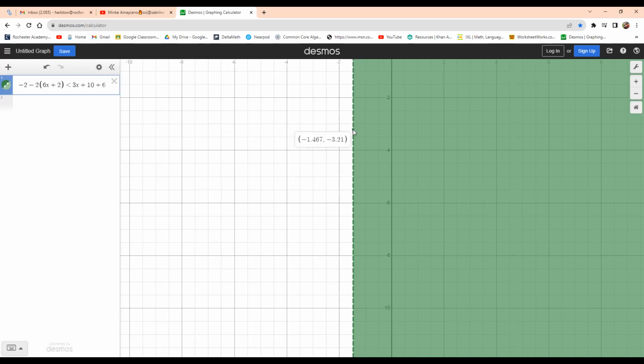Now there's actually more digits, but if this is all that you see, that's fine. Just put the digits that you see. So put a -1.467. But also what you should notice is the shading is going to the right. So that means that our inequality is going to go to the right. So let's go to the iPad and write this.